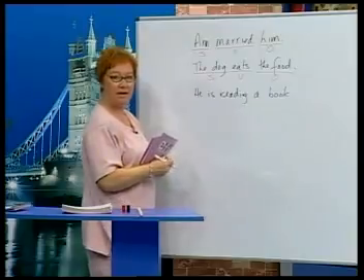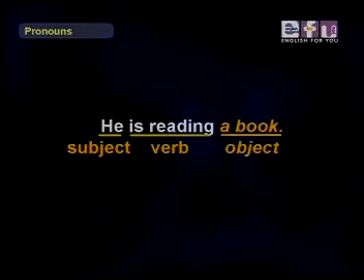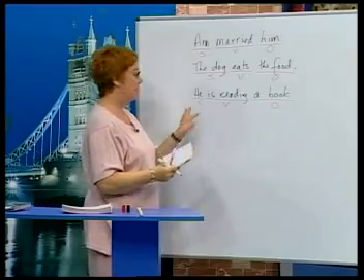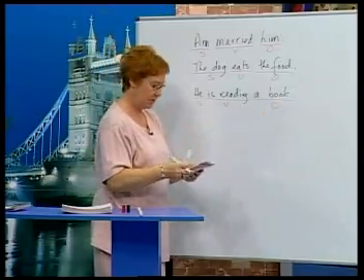And another one, he is reading a book. He is reading a book. He is the subject. This is who we're talking about. Is reading, these two words are the verb, and a book is the object. Okay, he is reading a book. What is he reading? A book.